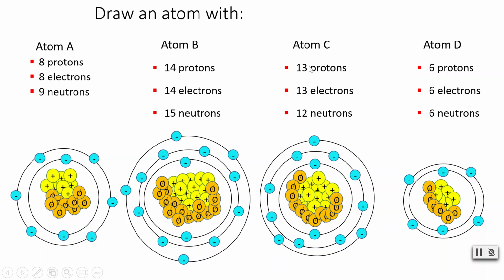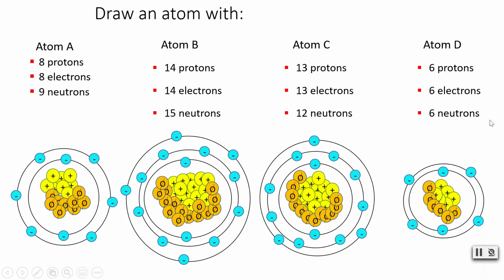Atom C: we've got 13 protons and 12 neutrons in our atomic nucleus. Now we've got 13 electrons to arrange. We've still got 2 in that first shell. We should have 8 in the second shell. That's 10 so far, which would leave us with 3 in that last orbital.